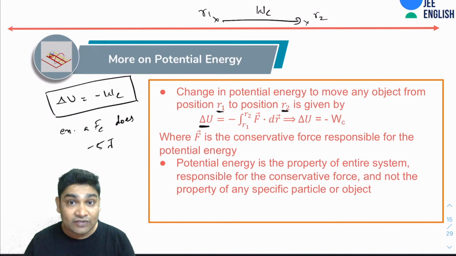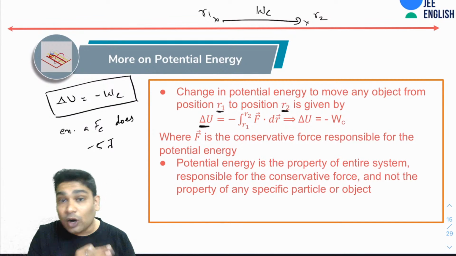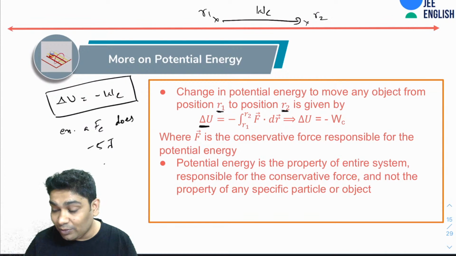So if it does minus 5 joule work, that means it has taken 5 joules of energy from somewhere, which it is storing as potential energy. So the stored energy corresponding to this will increase by 5 joules. So what will be your delta U? Delta U would be plus 5.